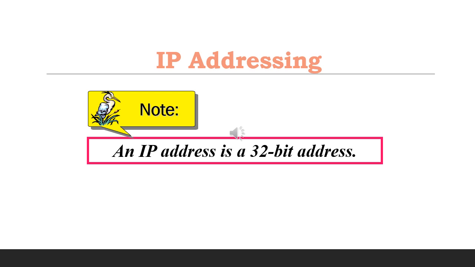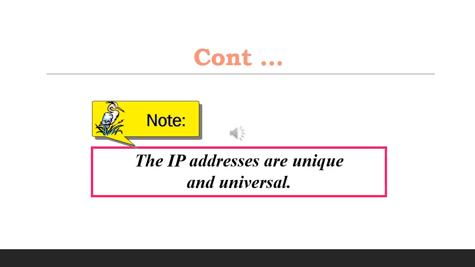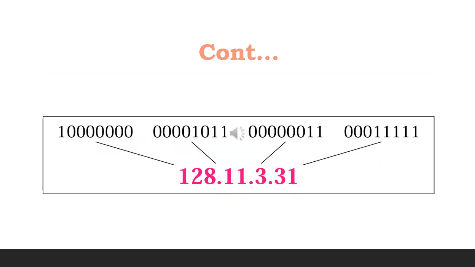In version 4, an IP address is a 32-bit address. It's a logical address, and IP addresses are unique and universal. The 32 bits are divided into 4 octets of 8 bits each, and the maximum value of an octet is 255. So the minimum value is 0 and the maximum value of an octet is 255.